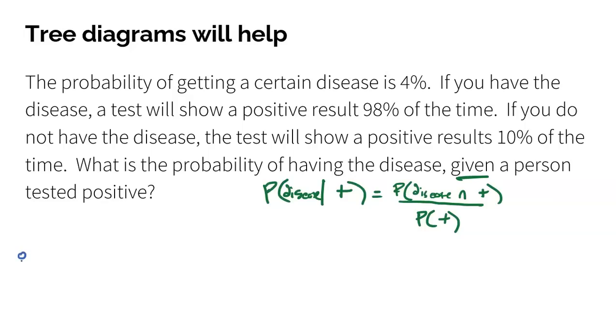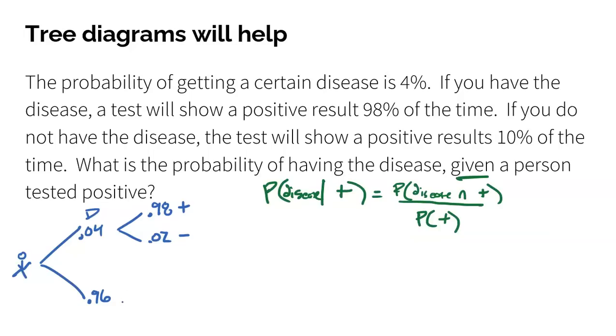So first, we're going to start off with a random person. There is a 4% chance that this person has the disease. I'll put a D there for disease. And like I mentioned earlier, there is a 96% chance they don't have the disease. Now, if you have the disease and you take a test, 98% of the time you will test positive, which means 2% of the time you'll test negative. That means the test says you don't have the disease, but you do.